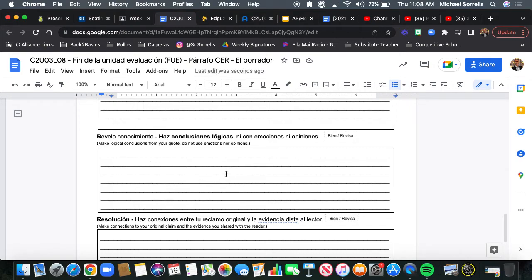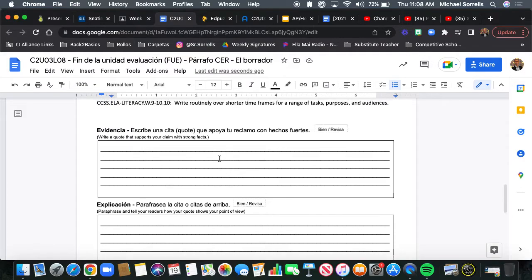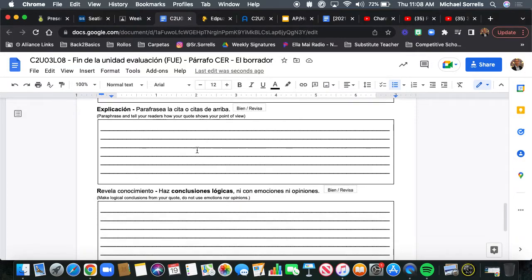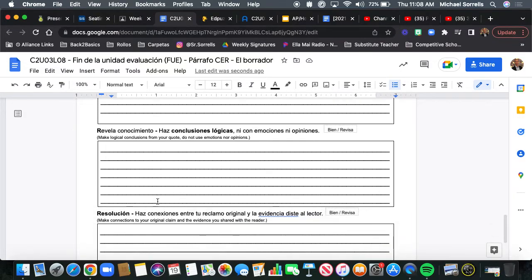Why is this important? So here you're putting the quote that supports your claim. Here you're paraphrasing that quote in your own words. And then here you're revealing what it shows.